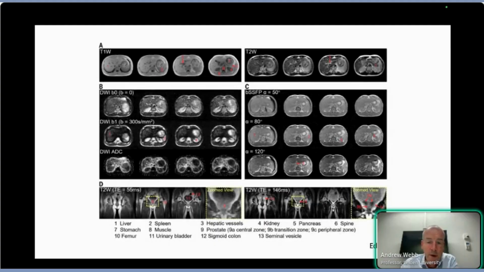And Ed Wu's group in Hong Kong have shown some really nice whole body images that again are not trying to compete with a 1.5 or a 3 Tesla, but certainly for pathologies that are relatively large, this could be very, very useful.